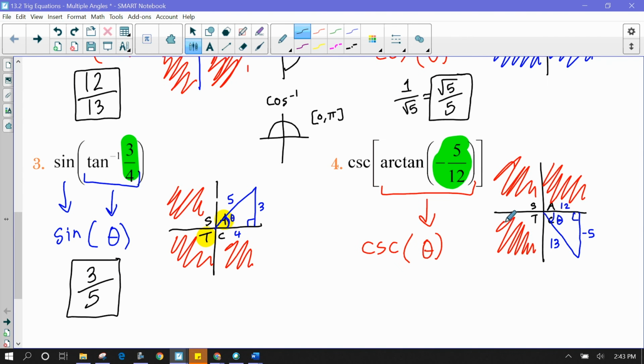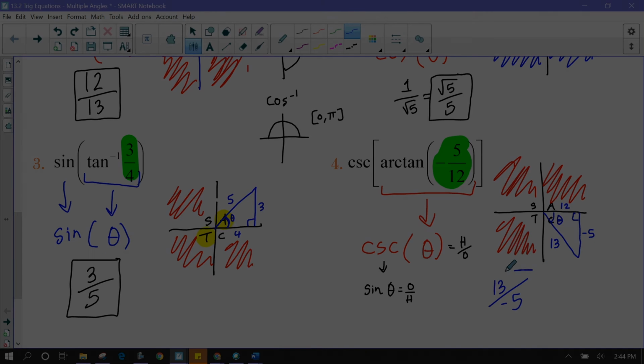And then the cosecant of that angle, well, I recall that cosecant is the reciprocal of sine. I know that sine is opposite over hypotenuse, so cosecant is just going to be that fraction flipped around the other way. So it should be hypotenuse over opposite. The hypotenuse is 13 and the opposite side is -5. So -13 over 5 is our final answer for number 4.